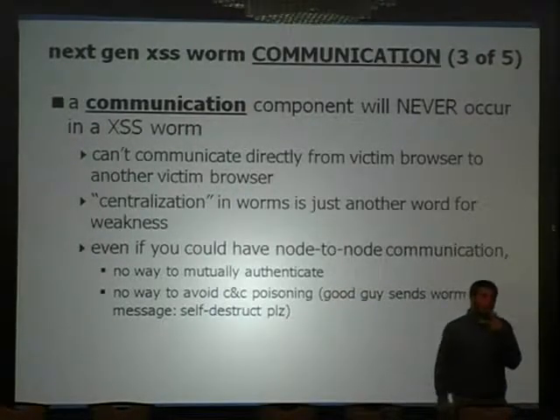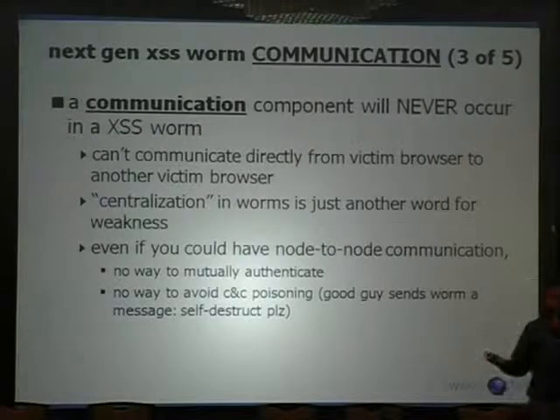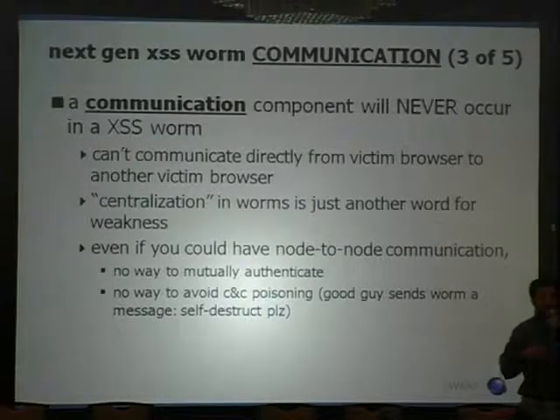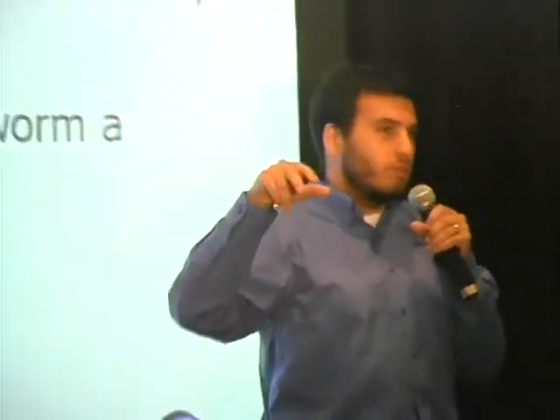Like some of the work they did against the Storm worm, which was a peer-to-peer worm: the good guys sent messages that said, hey, self-destruct please, and the worm nodes were like, okay, self-destruct. Right? So to prevent that, you need mutual authentication. And there's no way to do that with two worm nodes. Because neither of them can be sure that the other is really a worm node and not a good guy.